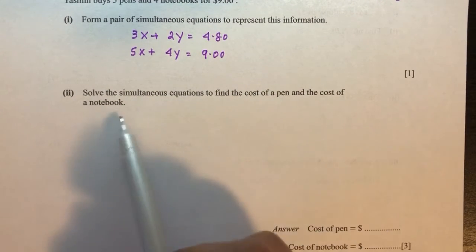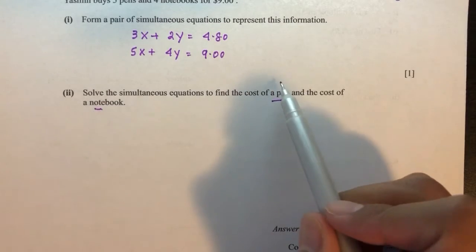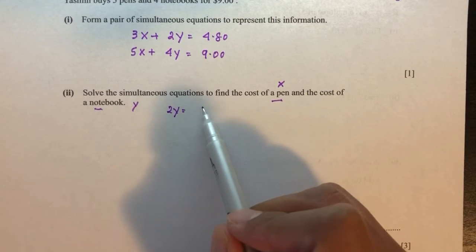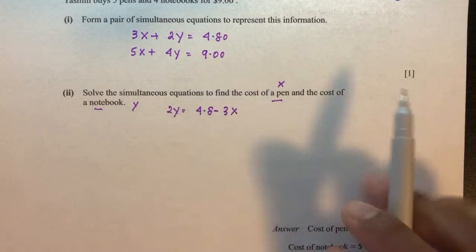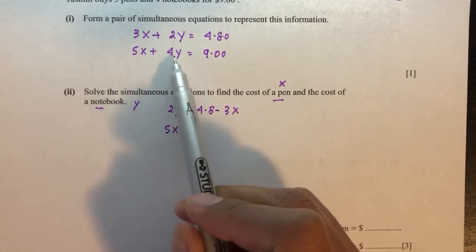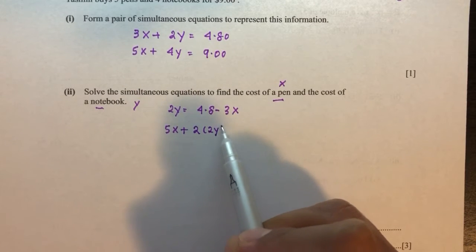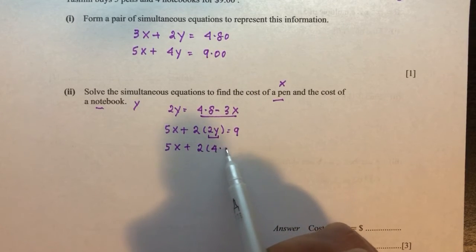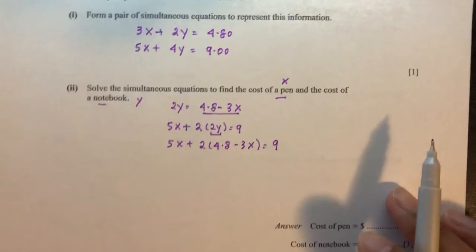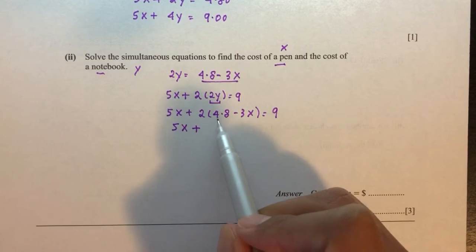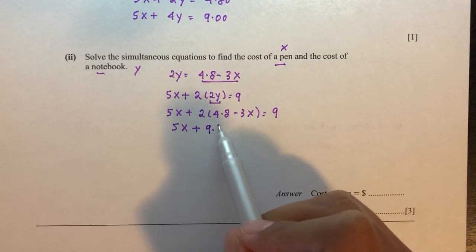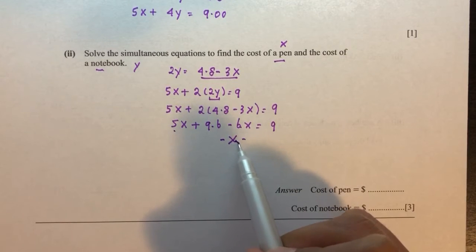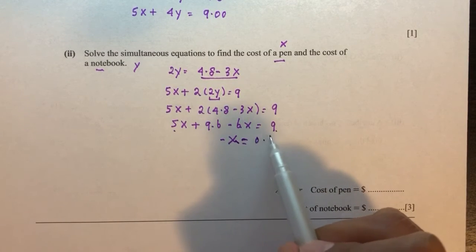Now solve these equations to find the cost of the pen and the cost of the notebook. So find the value of x and y. So the one thing I can do is make 2y the subject of the formula, which becomes 4.8 minus 3x. Now we have 5x plus, what is 4y? 4y is 2 times 2y, equal to 9. 2y is this. So 5x plus 2 times 4.8 minus 3x equal to 9. Now let's expand. We have 5x plus, what is 4.8 times 2? That will be 9.6 minus 6x equal to 9. So this minus this will be minus x, and here will be 9 minus 9.6, which is minus 0.6.